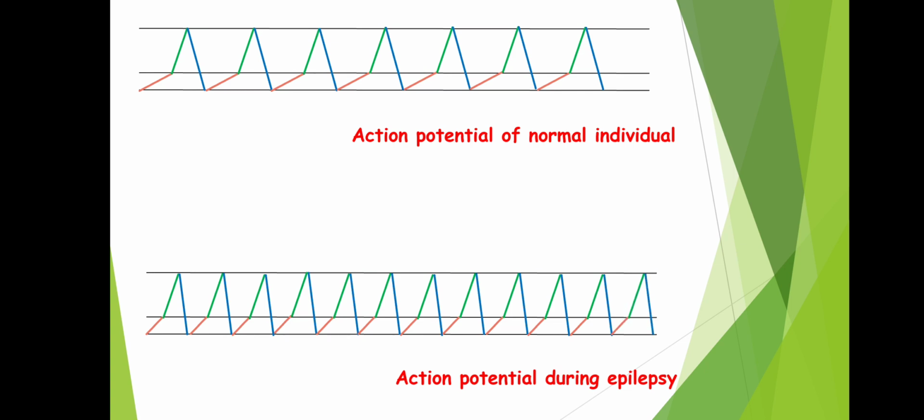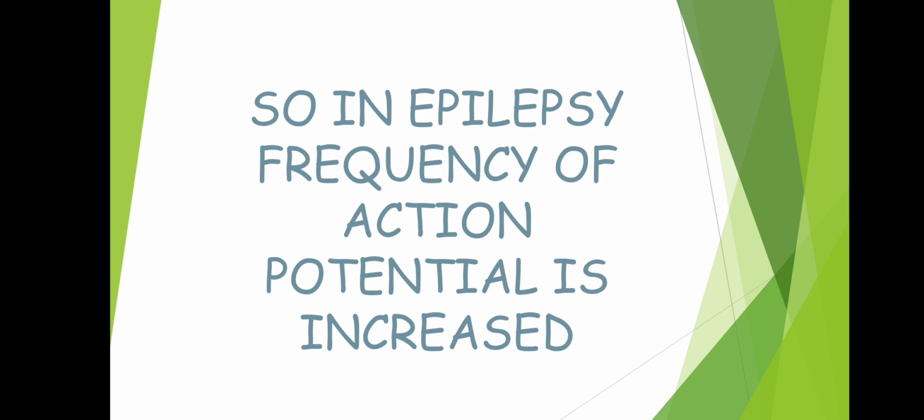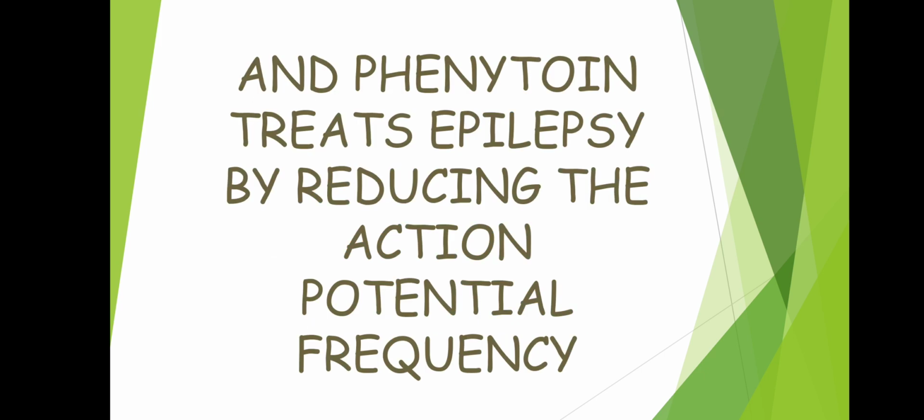Now if we like to count the number of action potentials, check out the same duration, maybe the time duration is 1 minute. So in 1 minute, in a normal individual, the action potential happened 7 times, but for a person suffering from epilepsy, the action potential happened nearly 12 times, almost double, you can say. So during epilepsy, the frequency of action potential is very much increased, isn't it? What I've written: in epilepsy, the frequency of action potential is increased, and Phenytoin treats epilepsy by reducing the action potential frequency.